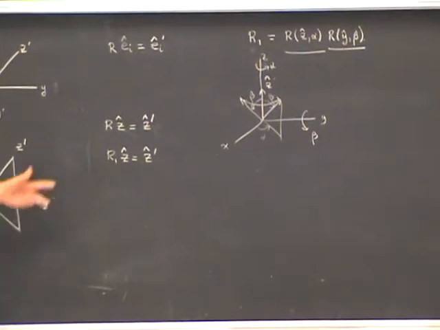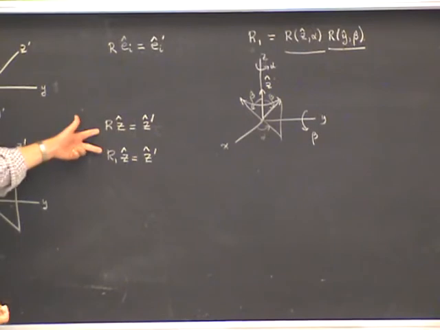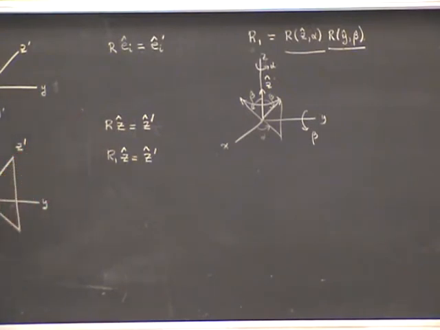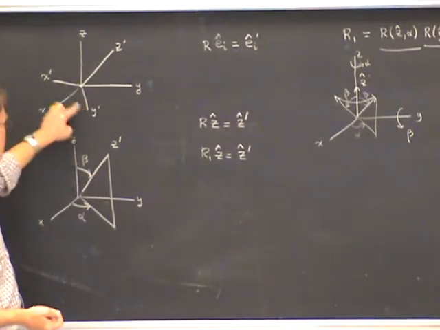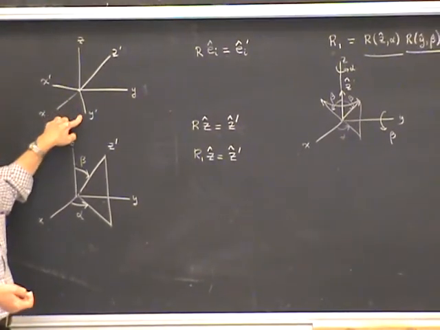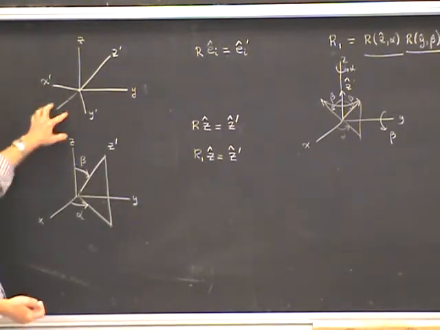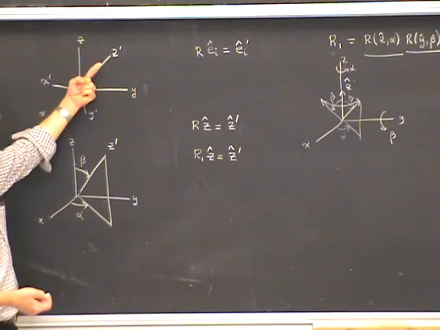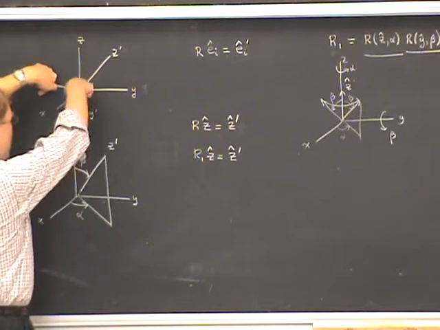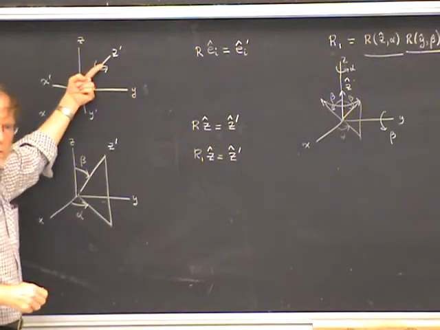Now, does this imply that these two rotations are the same? Well, no, because both of them have the same effect on the z-axis. They put the z-prime axis in the right orientation, but nothing says that they're going to get the x-prime and y-prime axes right. In general, they don't. So R1 and R differ from one another because they don't do the same thing with the x and y-prime axes. However, if the z prime axis is right, then the x and y prime axes can only be wrong by some rotation about the z prime direction.